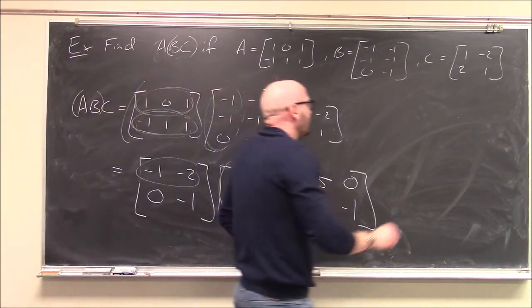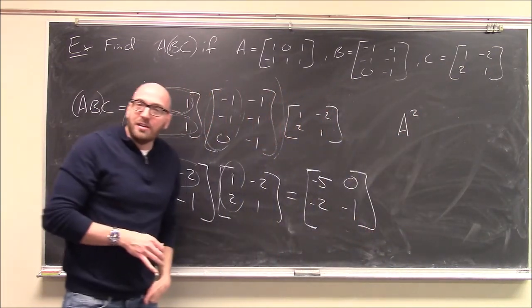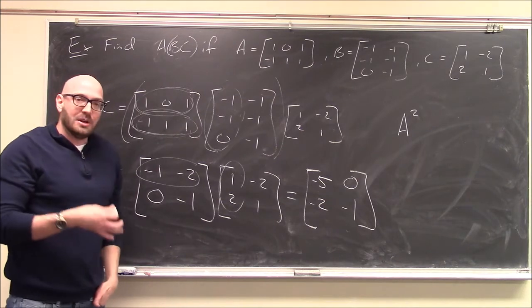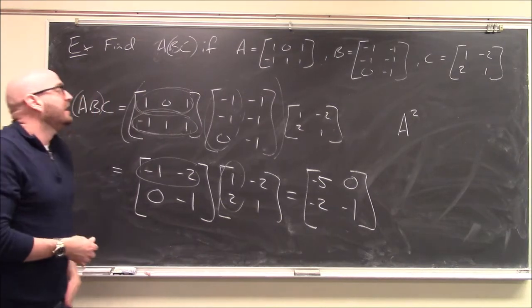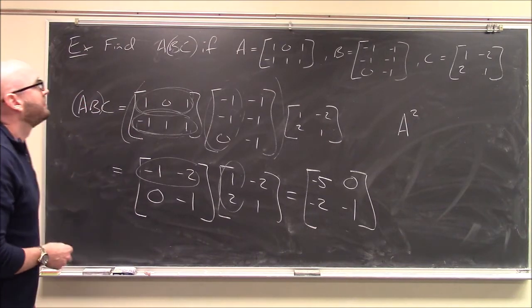I'm not sure if there's a question like this for homework, but you might see this notation, something like A squared. That of course just means take the matrix A and multiply it by itself. A cubed would mean take the matrix A and multiply by itself 3 times.